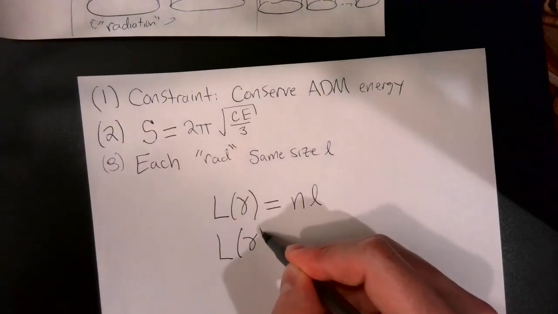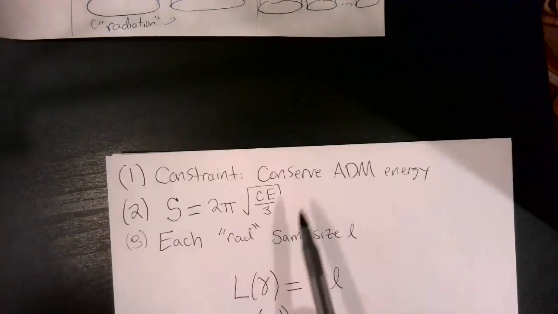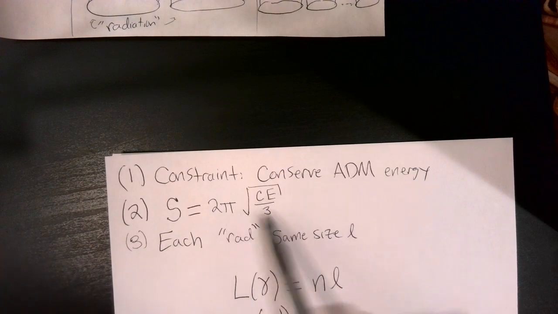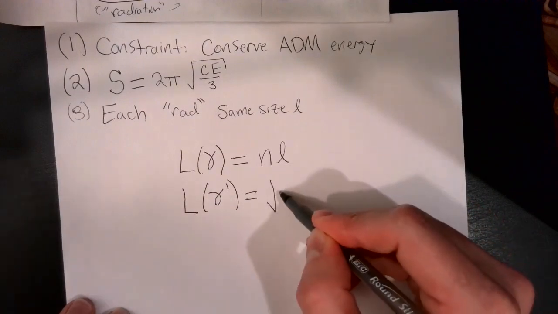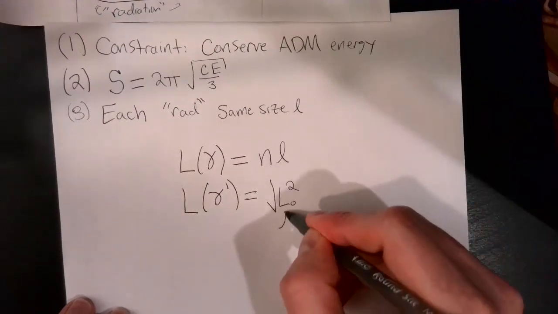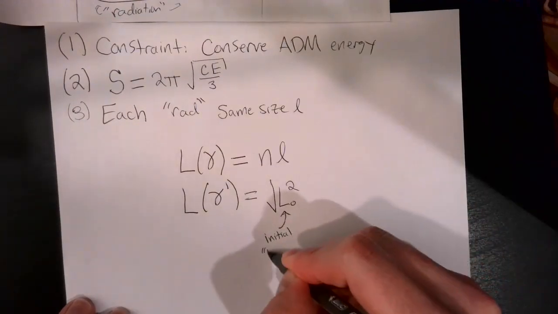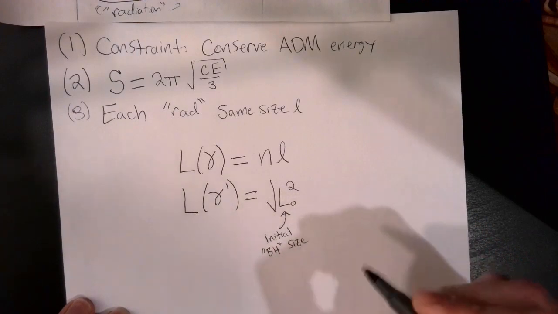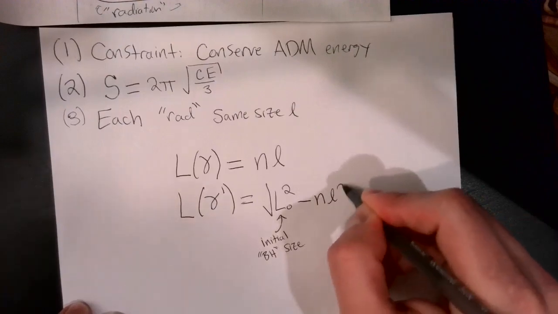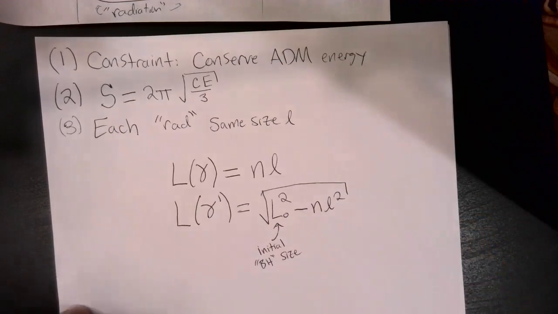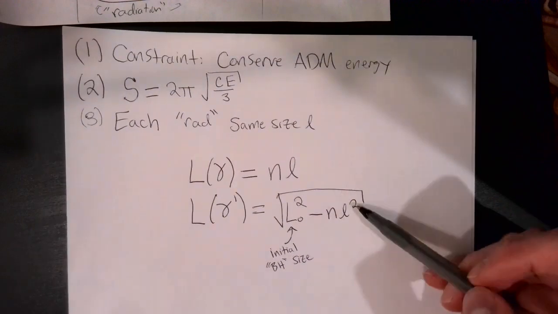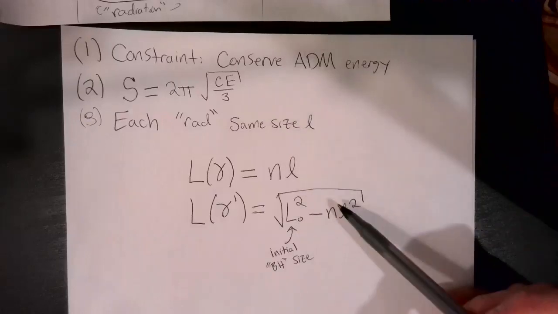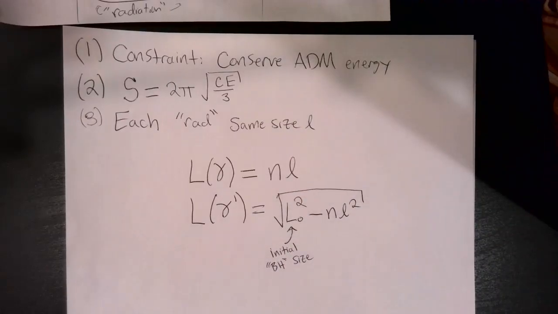What's less trivial is the length of the big black hole's horizon. Because you're conserving ADM energy and this is the entropy-energy relation, the length of this guy as a function of n is actually the square root of the square of his initial size, little l squared, minus n times L squared, the square root of that whole quantity. I thought if you sat down and thought about these things, you would agree with me that these are the lengths of both horizons as a function of n.